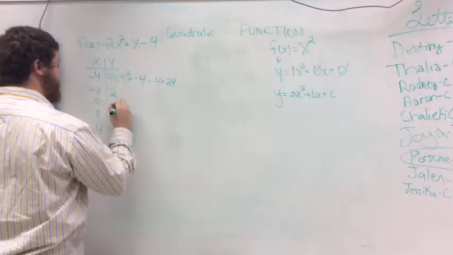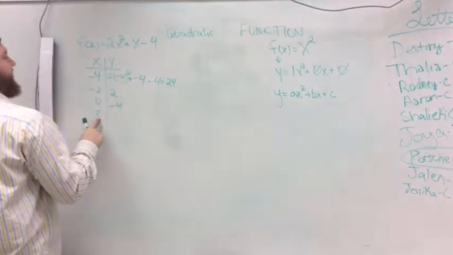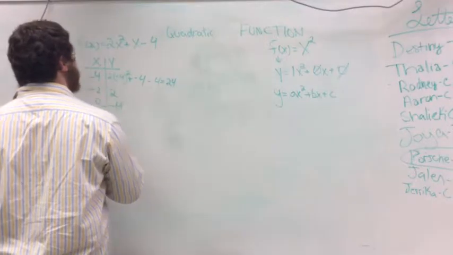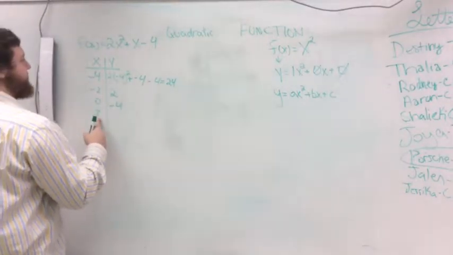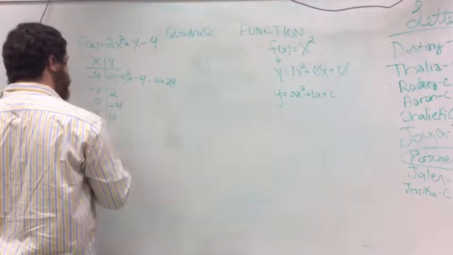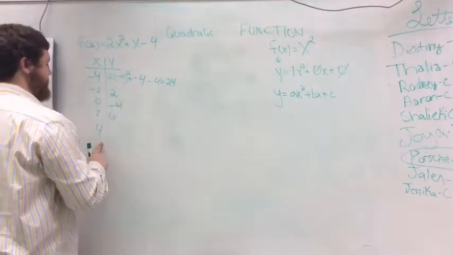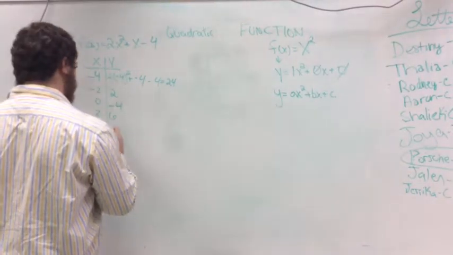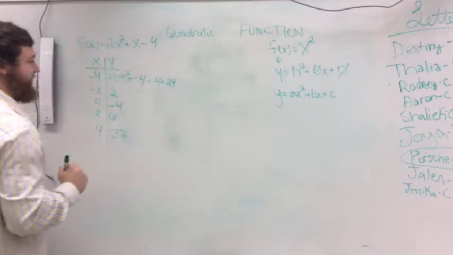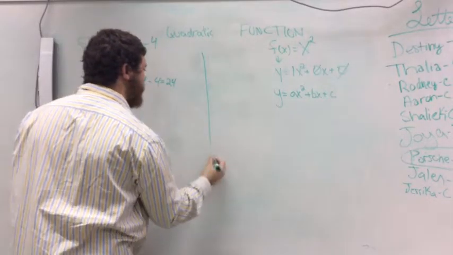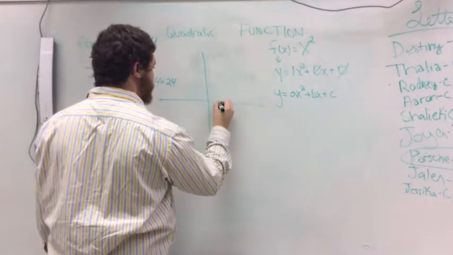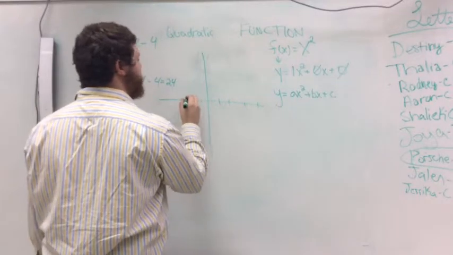0, 0 minus 4. 2 squared is 4, times 2 is 8. Plus 2 is 10, minus 4 is 6. 4 squared is 16, times 2 is 32. Plus 4 is 36, minus 4 is 32. Okay, now I'm going to graph that. I'm sure you did all that math in your head just like I did. No, you didn't.